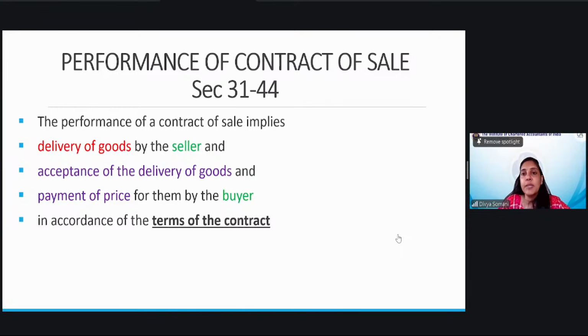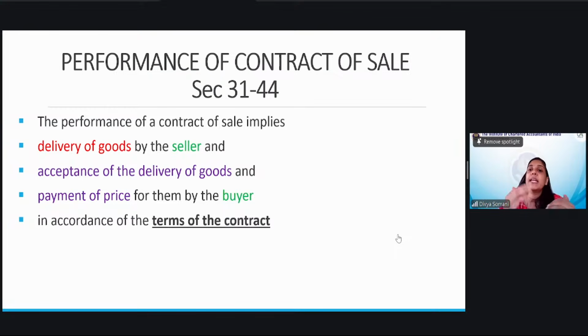What do you mean by performance? In the Indian Contract Act also, you have seen that there is a specific topic with respect to the performance of contract. What do you mean by performance? Whatever promisor and promisee have agreed, they have to perform their part. So here seller has agreed to sell the goods. He has agreed to deliver the goods. So that is his performance.